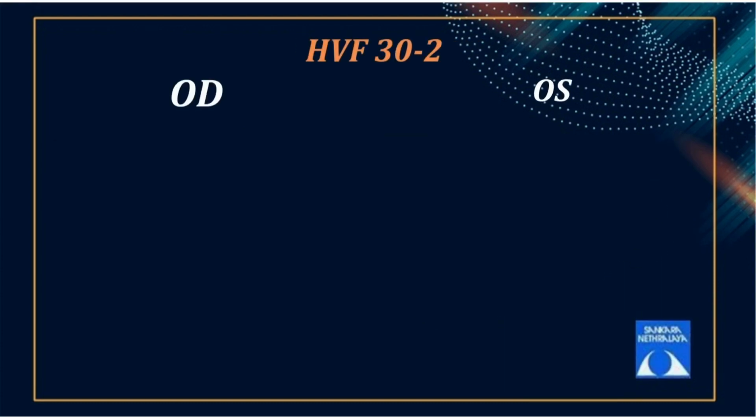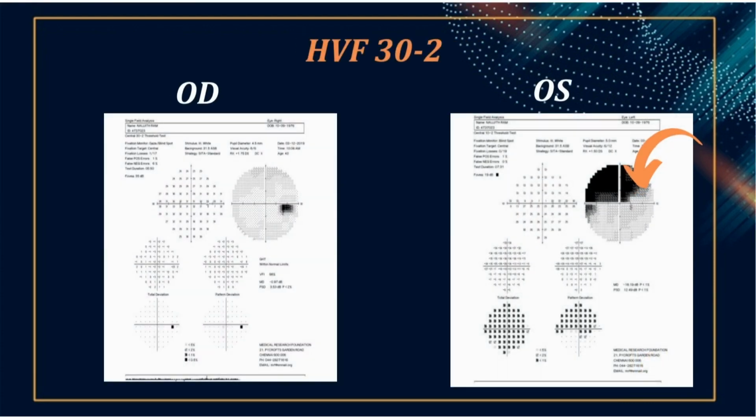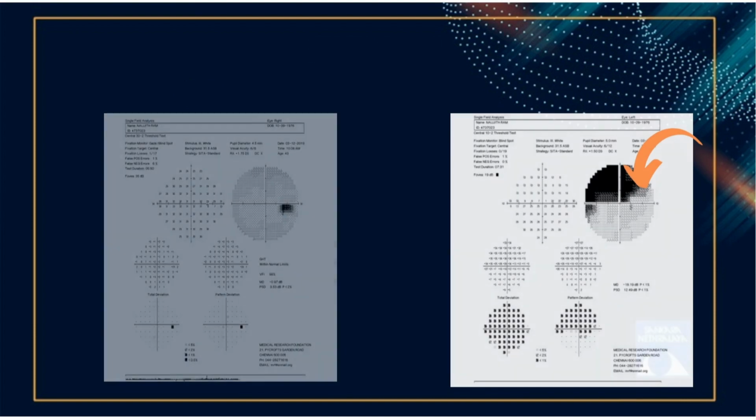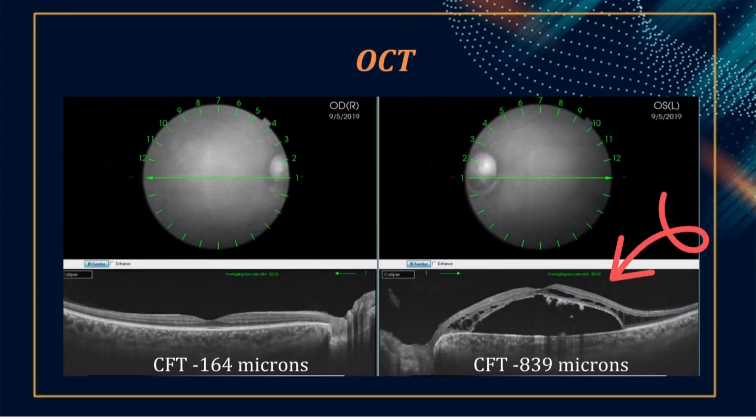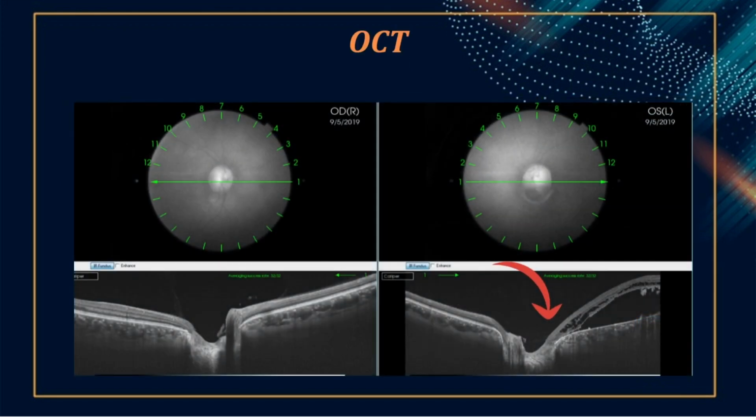Humphrey visual fields 30-2 revealed normal visual fields in the right eye, however paracentral and superonasal defects in the left eye. Optical coherence tomography of the right eye showed no disc pit with a compact fovea, and in the left eye showed disc pit with subretinal fluid and schisis noted in the macular region. A shallow communication from the temporal aspect of the disc to the macula was also noted.